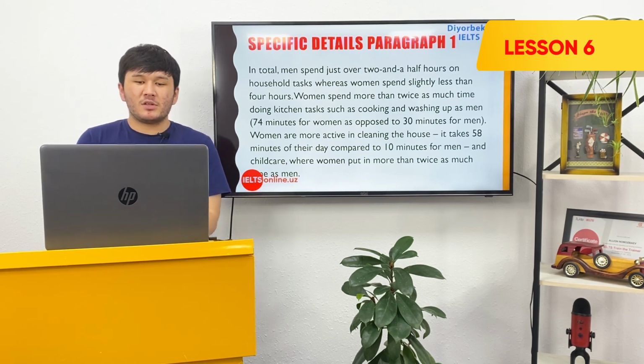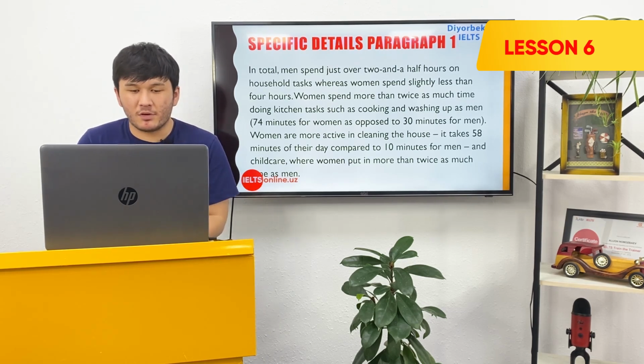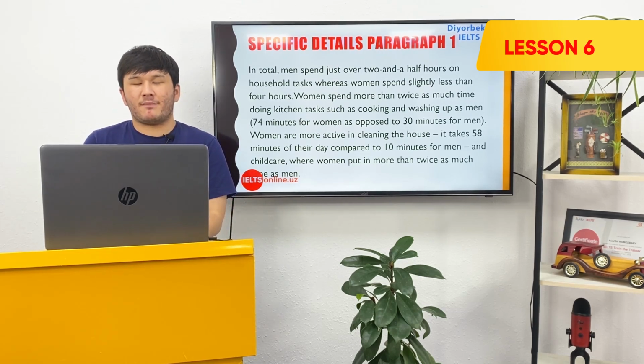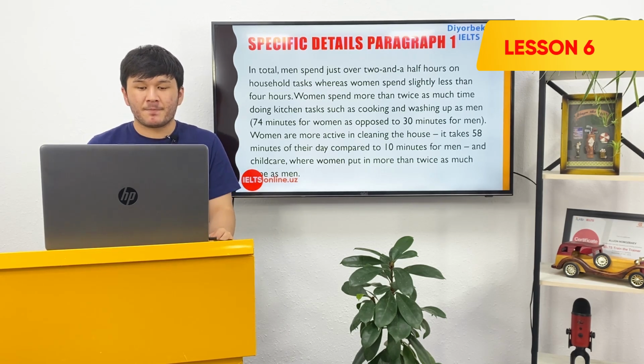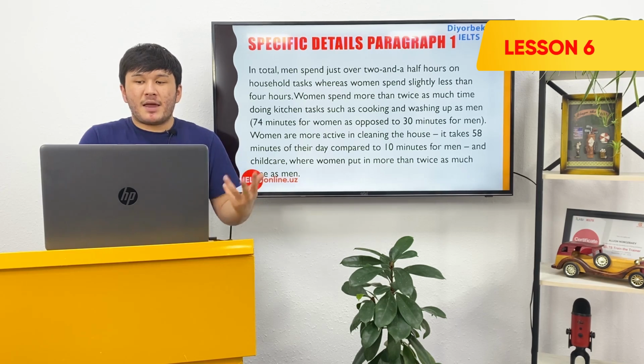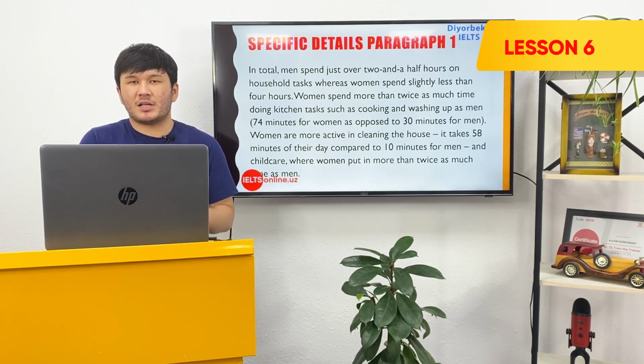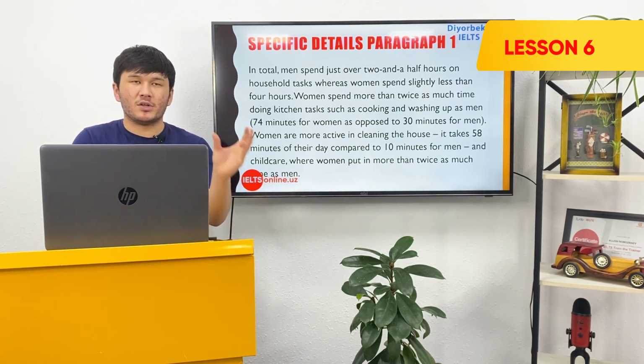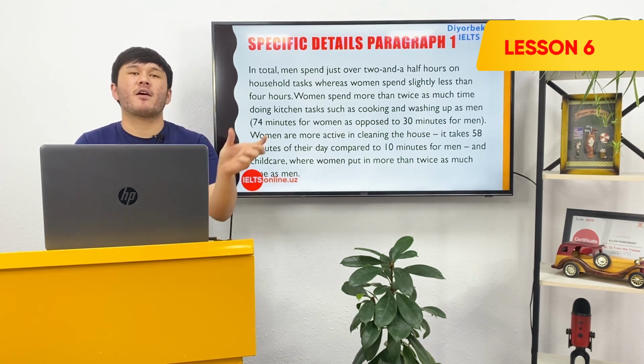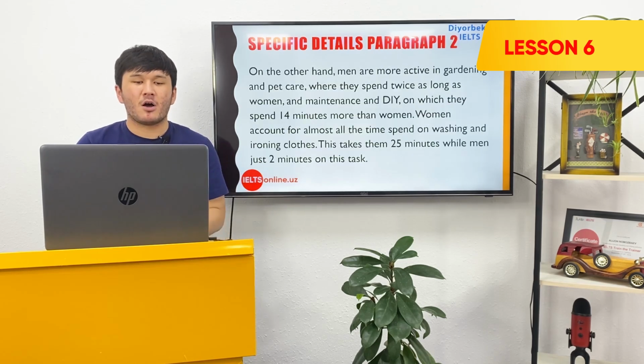So as you saw, although we have mentioned quite a few items, we are only including 4 numbers, because these are key features. So in the next paragraph, we want to start with a clear topic sentence which tells the logic to the examiner. So there is a bit of contrast, so I can use in contrast, however, or on the other hand. On the other hand, men are more active in gardening and pet care.